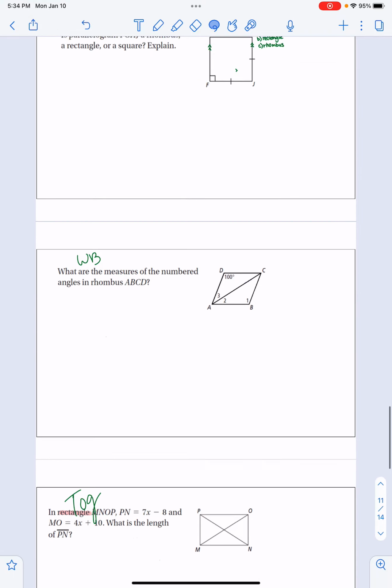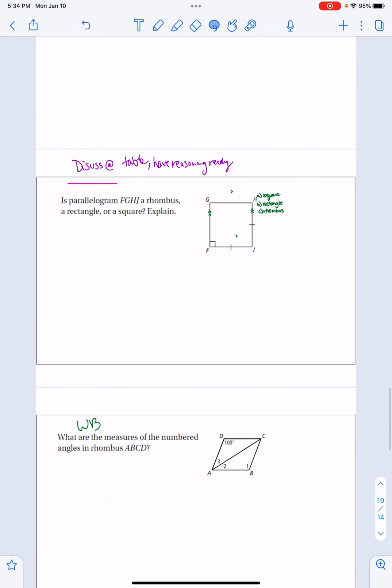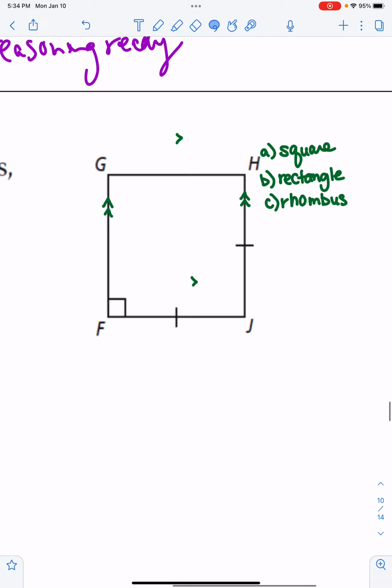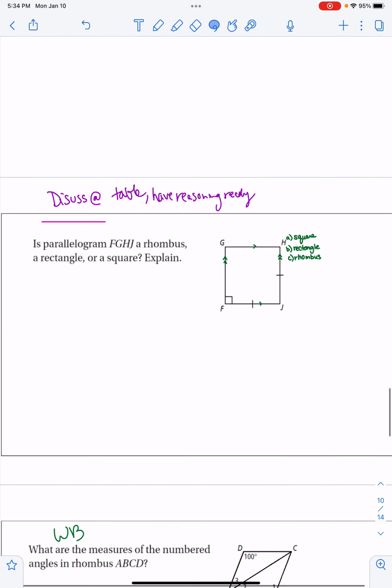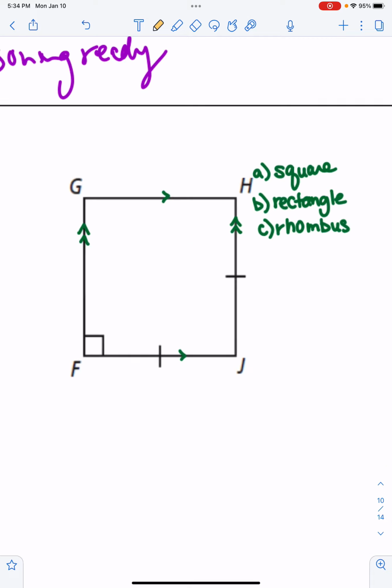There's only 3 example problems. I just want to kind of talk through them so you get the idea. This one, they're telling us it's a parallelogram, so we know that. And they just want to know, is it a rhombus, a rectangle, or a square?